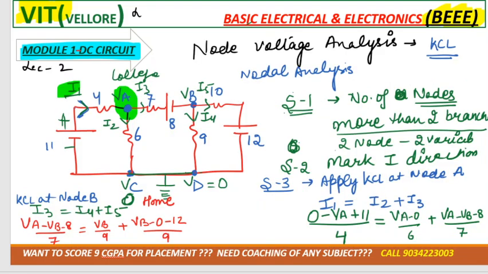Now see, suppose they ask you to calculate the current I4. I4 is how much? VB by 9. After solving, you will get the value for VB, then you can substitute in I4.